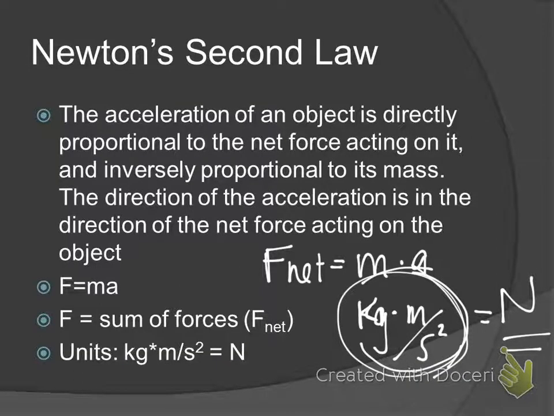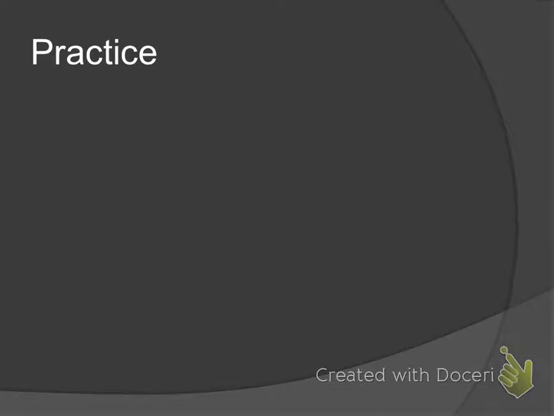So if your units in your problem don't match these right here, you're in trouble. It's not going to come out in newtons. Your units have to match. So mass always has to be in kilograms. Acceleration has to be in meters per second squared. Okay? So let's try some here.